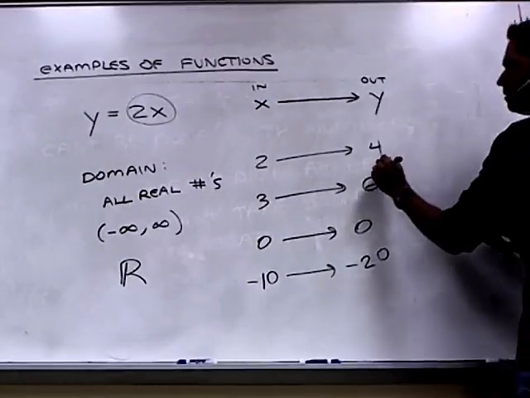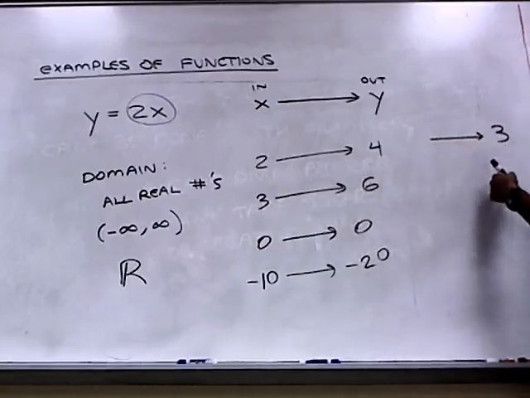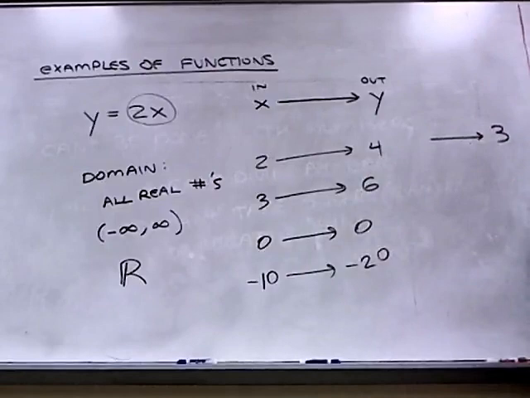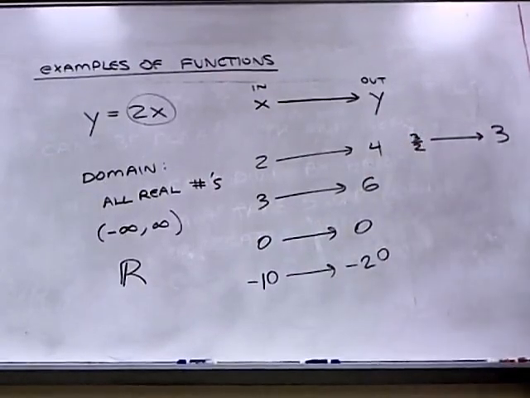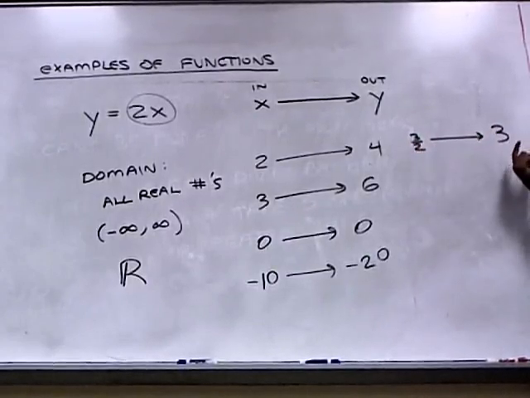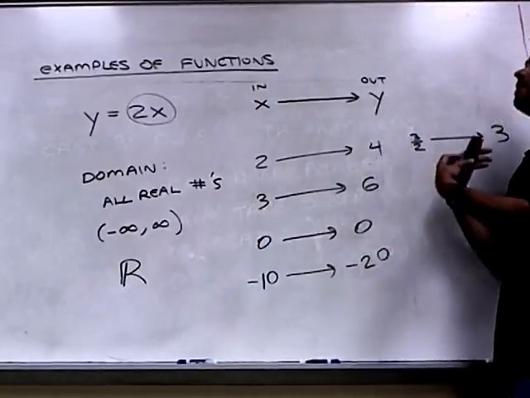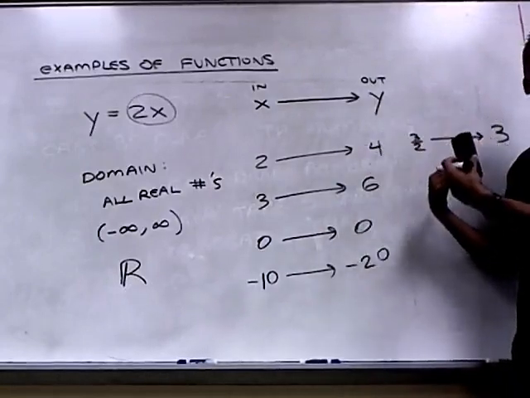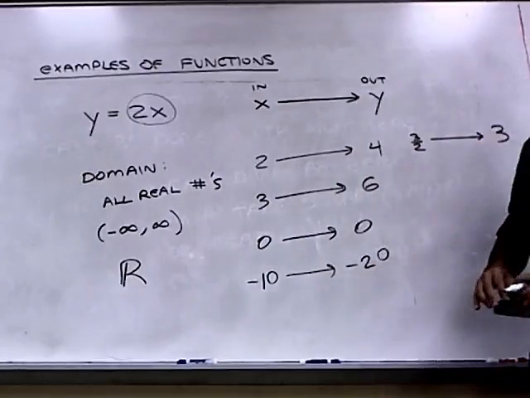Can I get 3 to come out? Yes? From where? Where does it have to come from? 1.5 or 3 halves, right? If I double 3 halves, it comes out 3, right? So I can get that. So some people can look at it and say, yes, every number that's possible can come out. But there's another way of looking at it where you can see the range. You can see what comes out. And that's just by looking at this.